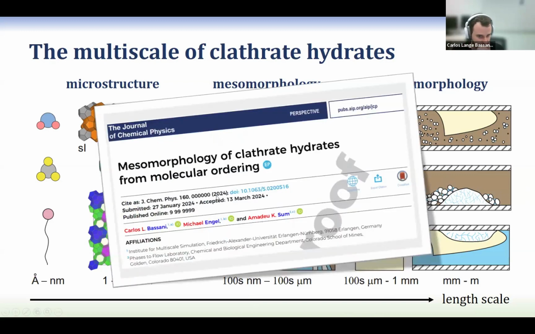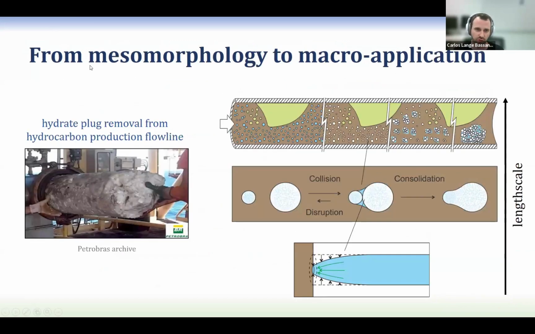This is a new paper just coming out, and it's a perspective paper. So many of the ideas I'm sharing here today with you come from this paper in the Journal of Chemical Physics, right? And this paper talks about the microstructure up to the mesomorphology. If you want to check also what happens from the mesomorphology to the macro application, we have some papers here.